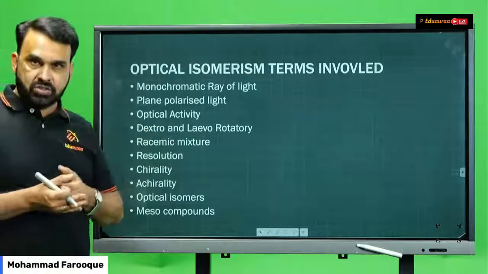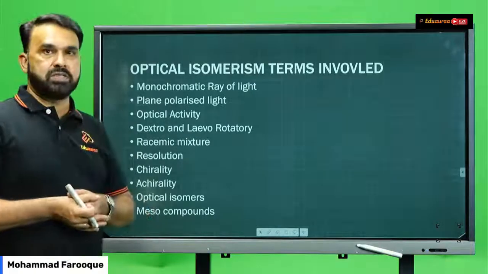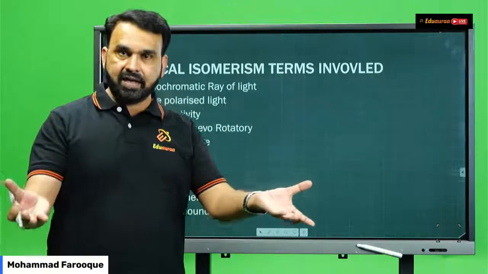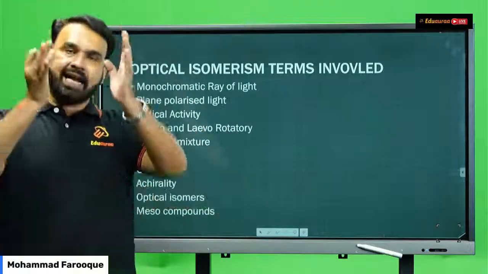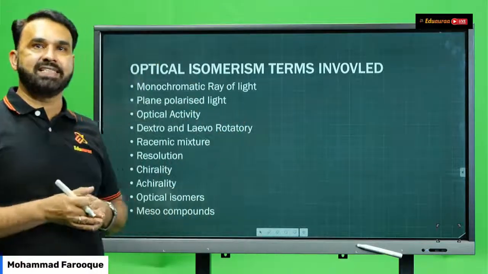Optical isomers, I just told you what optical isomers are. Then meso compounds. A compound which contains chiral carbon atoms but can be divided exactly into 2 equal halves forms a meso compound. Meso-tartaric acid is an example.